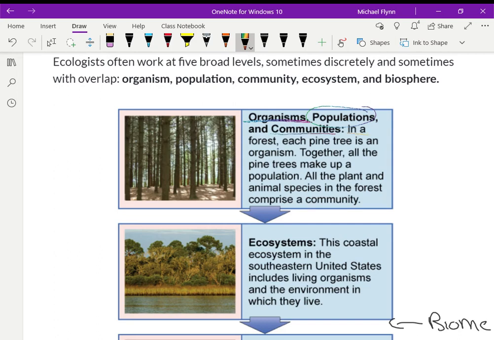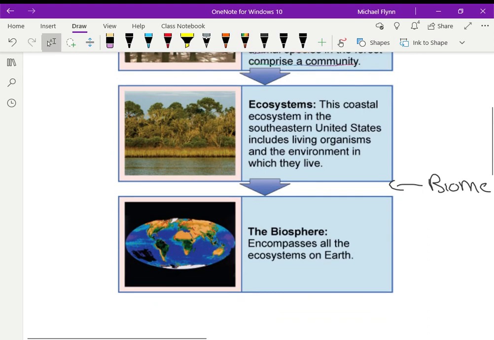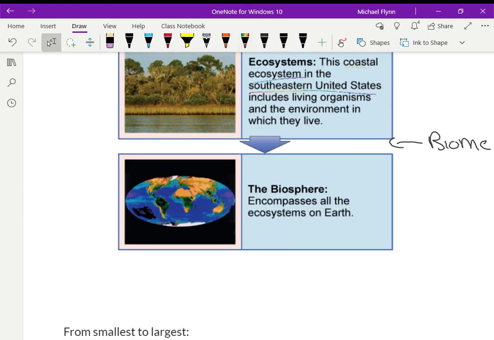So for example, in a forest, each pine tree is an individual organism. All the pine trees make up a population, and all the plant and animal species here make up the community in the forest. An ecosystem includes the living and non-living environment in which they live. For example, the coastal ecosystem in the southeastern United States includes the living organisms and the environment in which they live. Now, the biosphere encompasses all the ecosystems on the Earth.